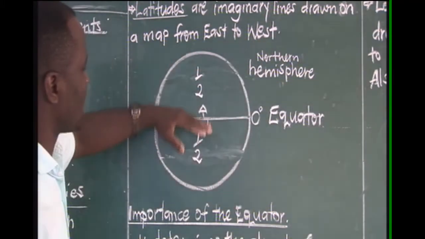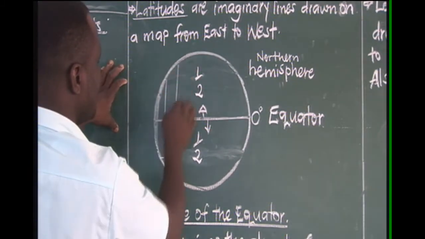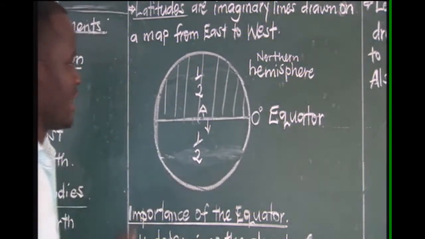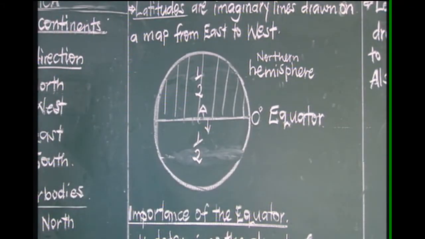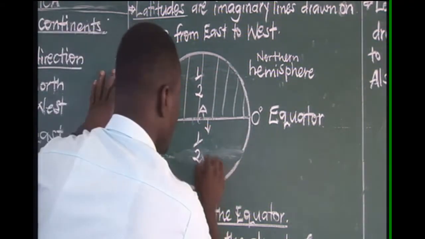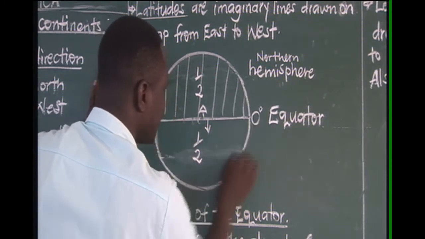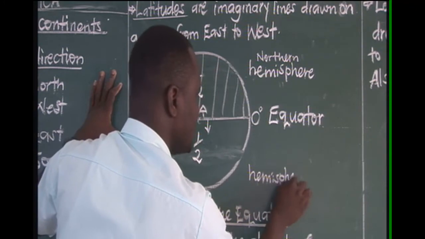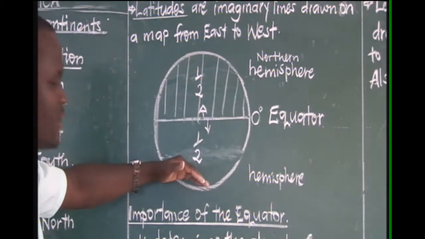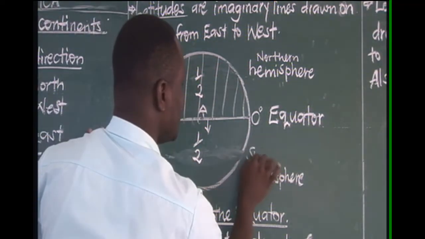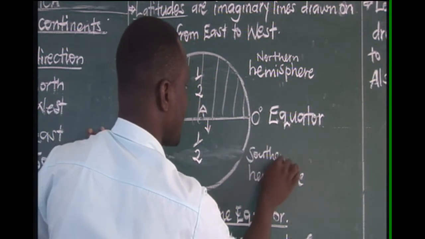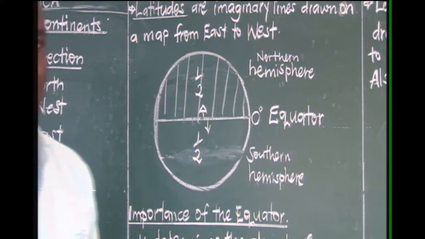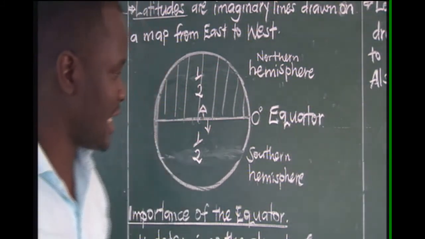We can now call this one the northern hemisphere. I mean this one here, this half. It is now the one we have called the northern hemisphere. Then remember, we said that even this other half is also called a hemisphere. But now, since it is in the southern part of the equator, we shall now call it the southern hemisphere. That is what we need to note as we are continuing understanding our lesson.